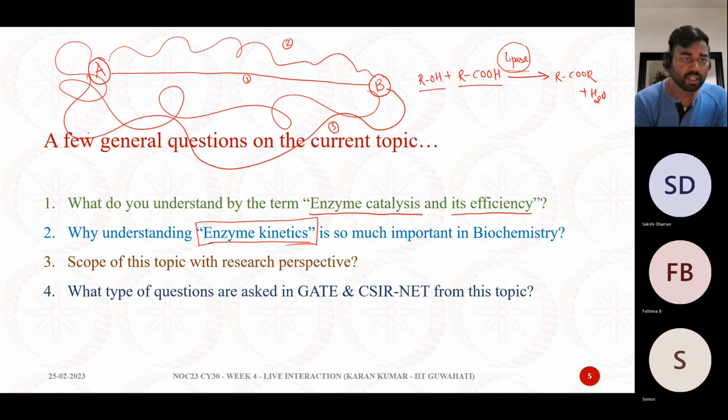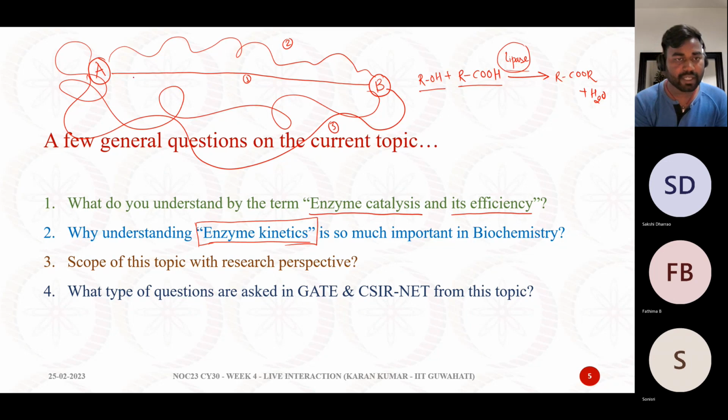Now if any person is moving from A to B, they can take any of the paths. Okay, but let us assume there is somebody, a guide, who is telling you if you take this particular path, it will be the shortest path. Then if you go through path number one, you will reach your destination much earlier than the other two paths. This is where the enzyme plays a role.